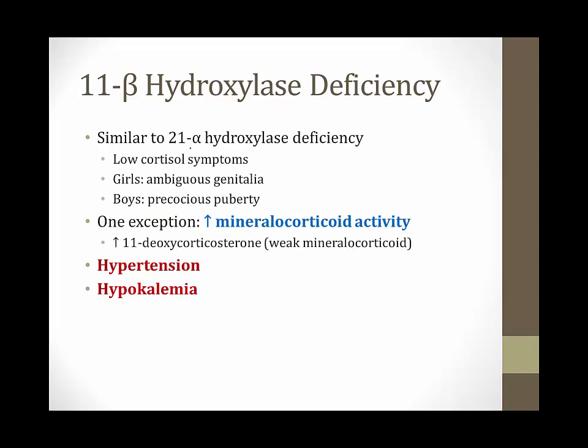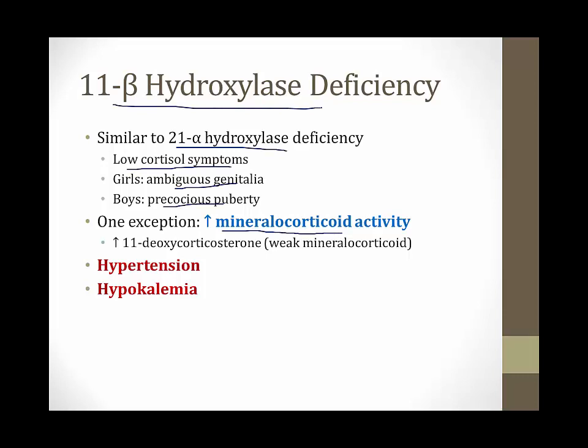So this disorder is similar to 21-alpha hydroxylase deficiency in many ways. There can be low cortisol symptoms depending on the severity. Girls can have ambiguous genitalia, boys can have precocious puberty. The main distinction between this disorder and the classic form of congenital adrenal hyperplasia from 21-hydroxylase deficiency is that there is increased mineralocorticoid activity in 11-beta hydroxylase deficiency, and that's what they want you to know for your boards.